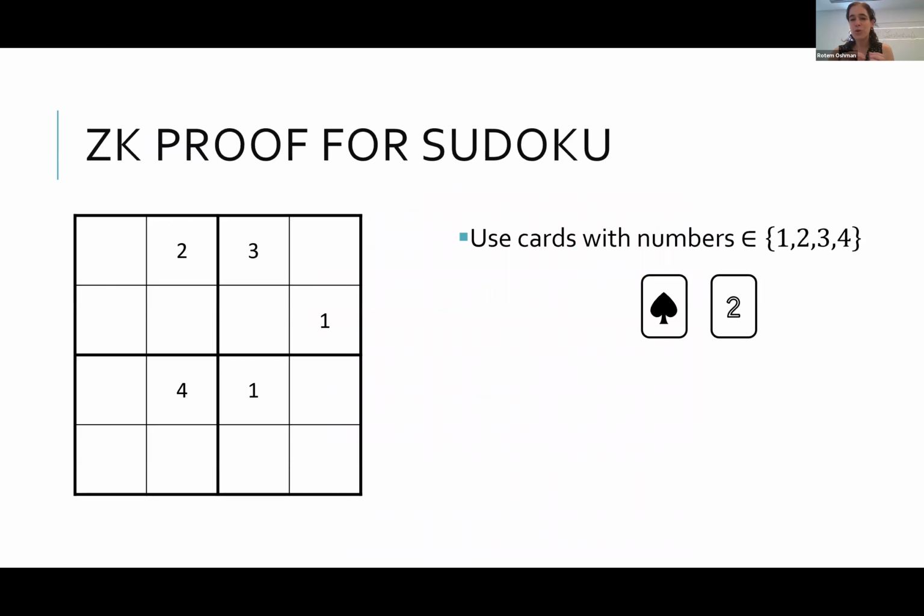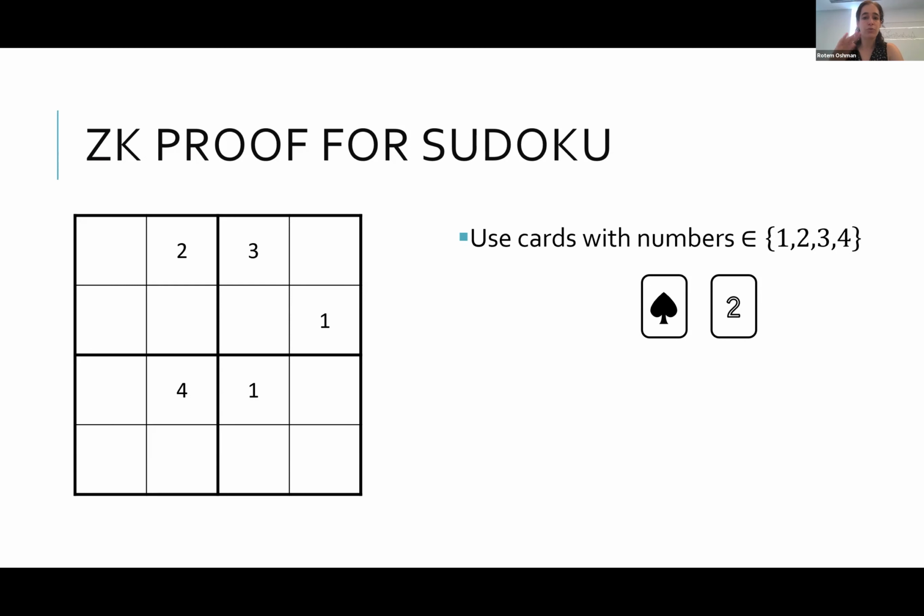So I'm going to use a 4x4 puzzle just to make life easier. And I'm going to present this proof as a physical thing using cards, but actually everything that I'm going to say here can be implemented using cryptography, using encryption. So for now, the physical solution is the following. I'm going to use cards with numbers. Since it's a 4x4 grid, I'll use numbers from 1 to 4.